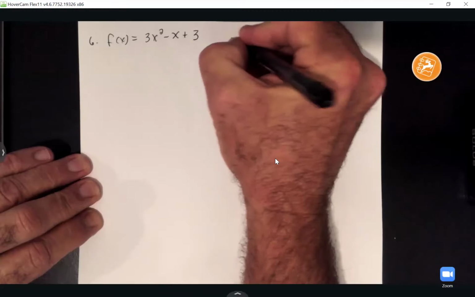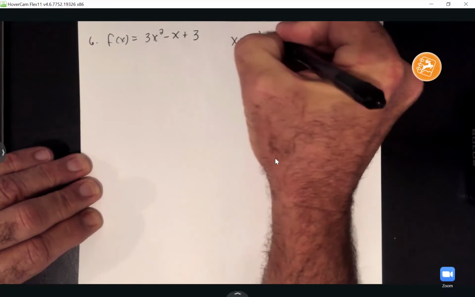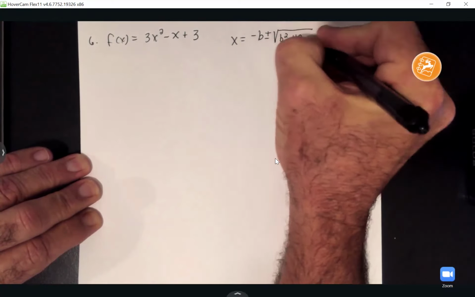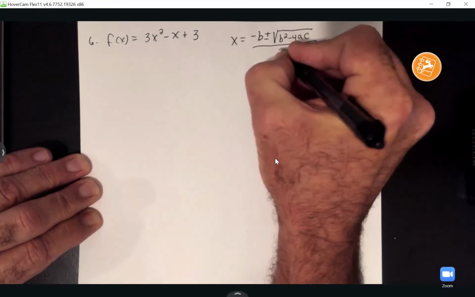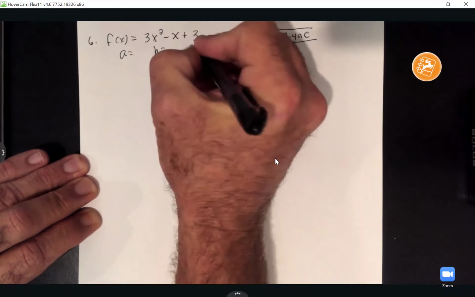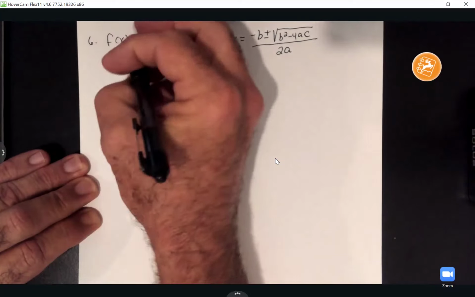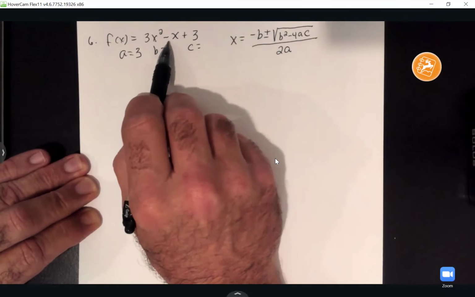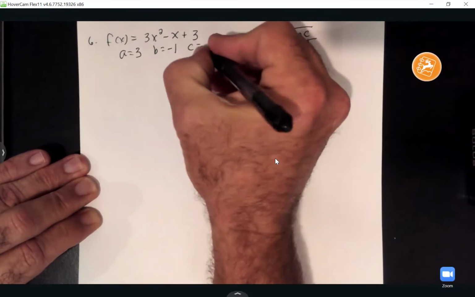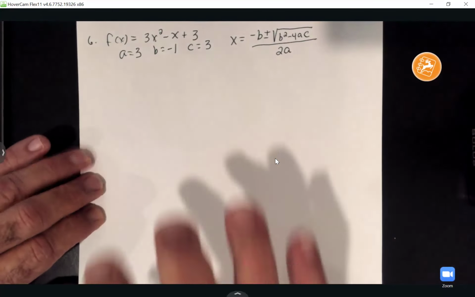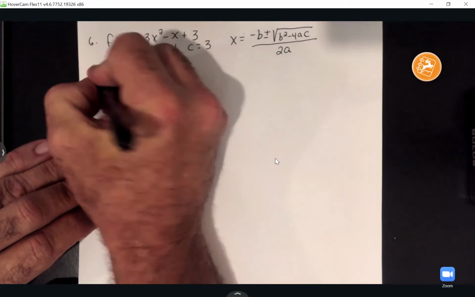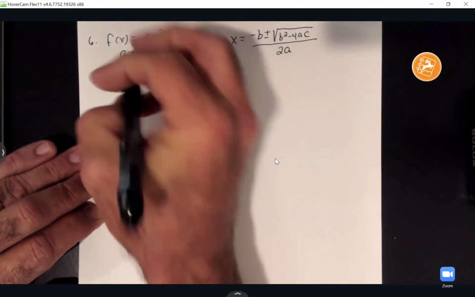So remember my quadratic formula, -b plus or minus square root b squared minus 4ac all over 2 times a. So let me figure out a, b, and c. So a will be the 3. B, since that's a negative x, B will be a -1. And then C will be the +3. So let's plug these numbers into the formula. So x will equal negative B, which is a -1.